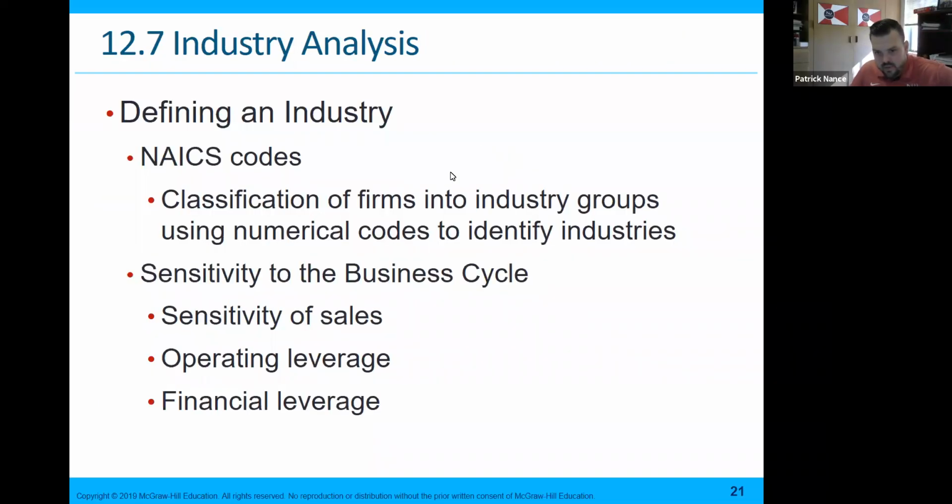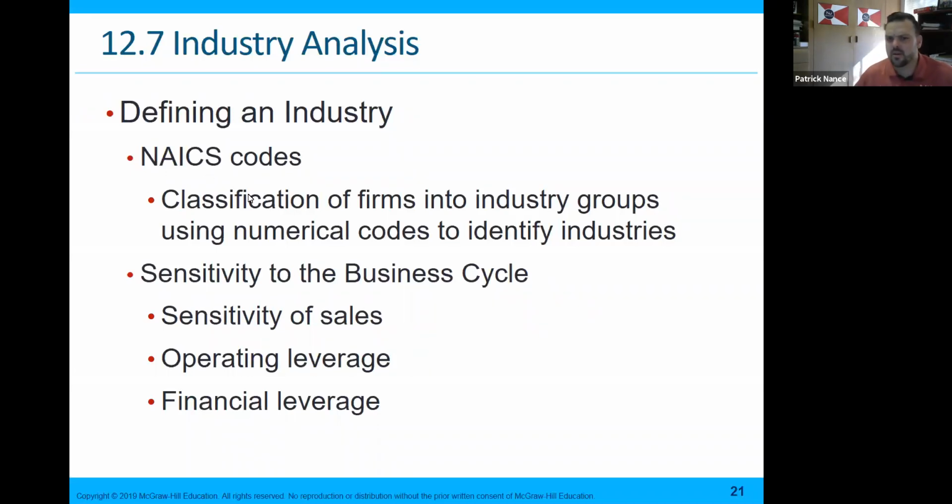Okay, so part two of chapter 12 for investments. We're going to start talking about industry analysis. First thing, we have codes that define the different industries, and we classify them based on what they do. It's basically just something to categorize and group them into groups. So I can say, okay, everybody in this industry is having this problem, everybody in this industry is feeling this. So that's a method that we use.